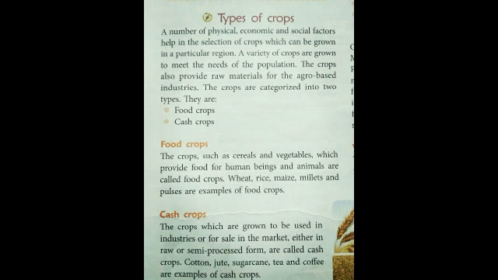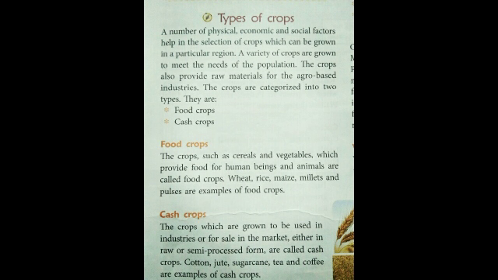So, a number of physical, economic and social factors help in the selection of crops which can be grown in a particular region. It may be a hilly area or it can be a plain surface. A variety of crops are grown to meet the needs of the growing population. Our population is growing to a maximum extent, isn't it? India stands second in world population, isn't it, children? So the crops also provide raw materials for the agro-based industries, and the crops are categorized into two types.